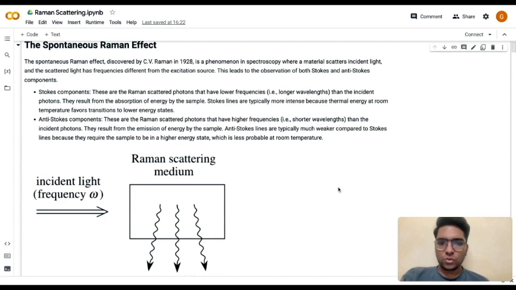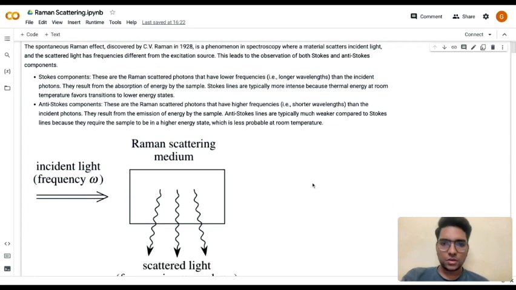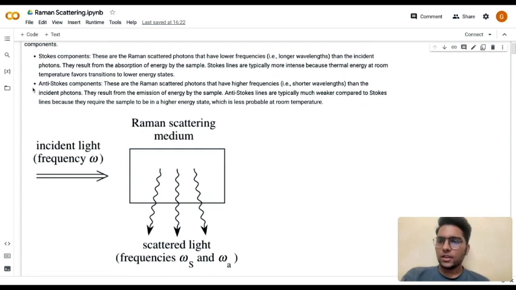In Stokes components, these are the Raman scattered photons that have lower frequencies than the incident photons. They result from the absorption of energy by the sample. The Stokes lines are typically more intense because the thermal energy at room temperature favors the transition to the lower state energies. And the other one is anti-Stokes components.